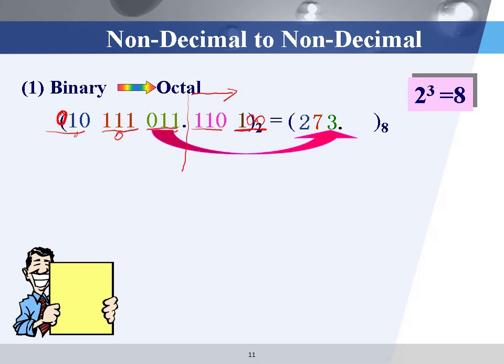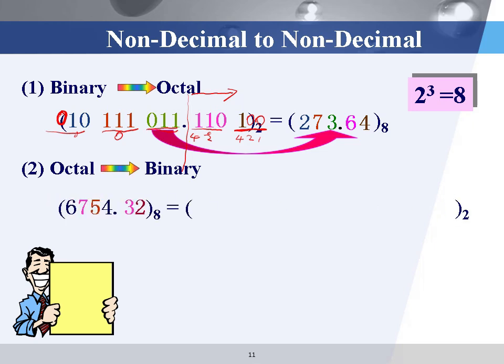Because this is 2, this is 4, the number for this group is 6. And for the next group, this is 1, this is 2, this is 4, so the number for this group will be 4. So the number in octal is 273.64.